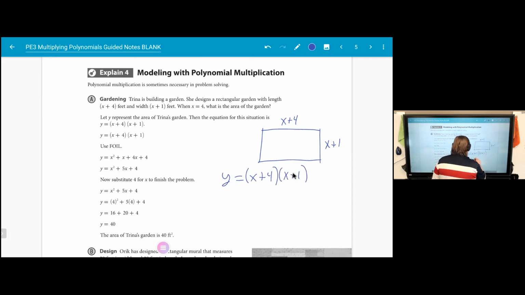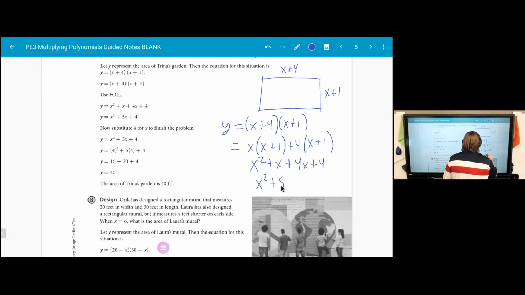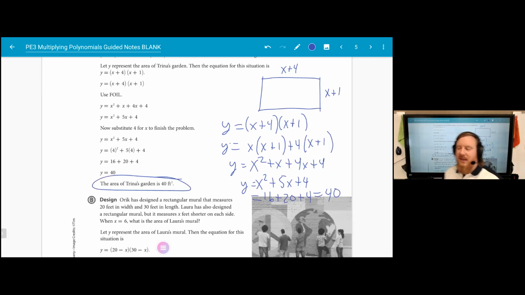I end up with x times x plus 1 plus 4 times x plus 1. And if I distribute through, I get x squared plus x plus 4x plus 4. Simplify even further, I get x squared plus 5x plus 4. That is what y equals. And then we were told to plug 4 in for x. We get 16 plus 20 plus 4. That is 40, or 40 square feet. I know it's a little bit convoluted, but that's a good way to think about this one, okay?